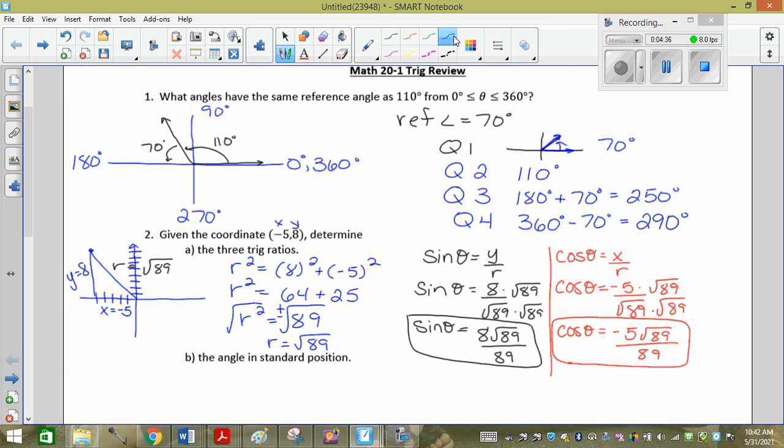And then tan theta is your last one. Tan theta is y over x. So it's going to equal 8 over -5. That's your 3 trig ratios.